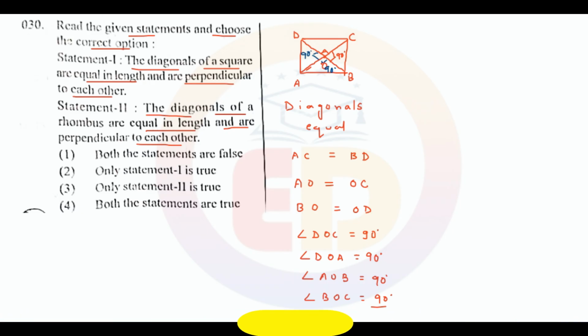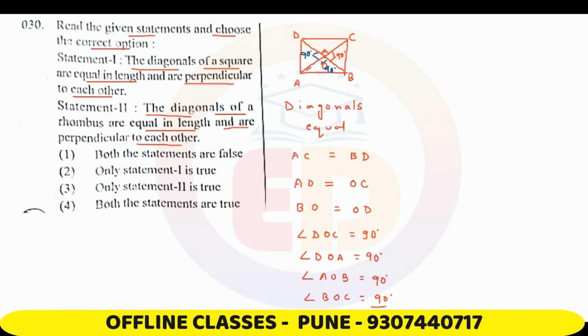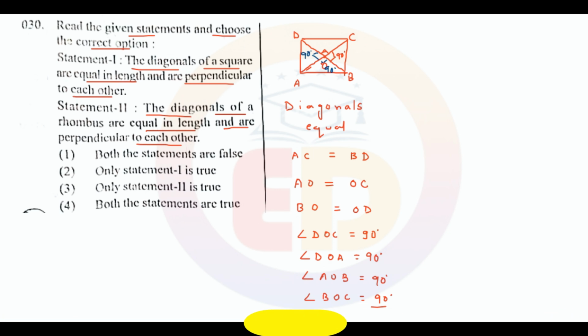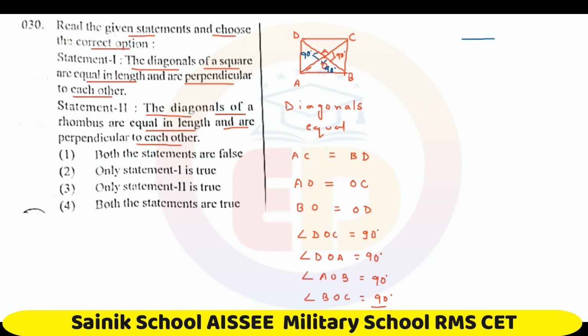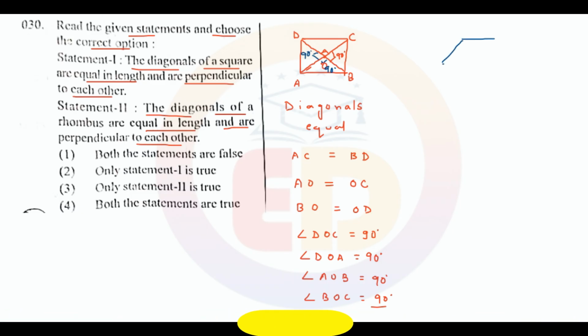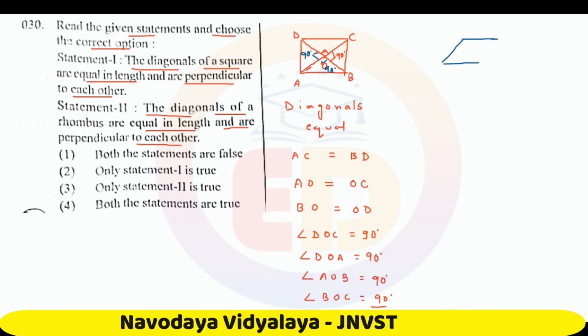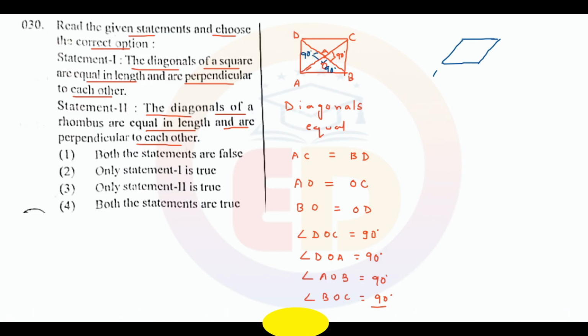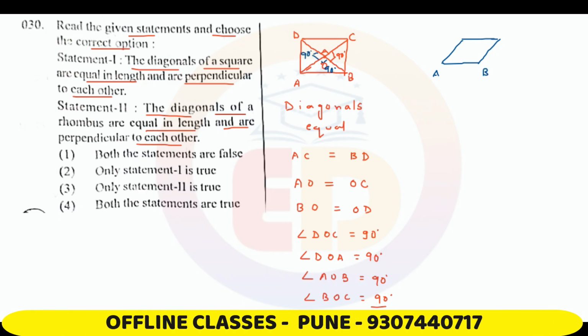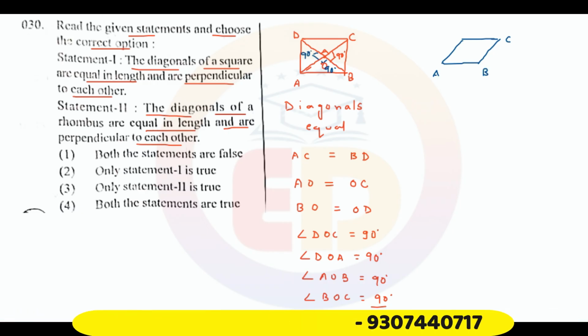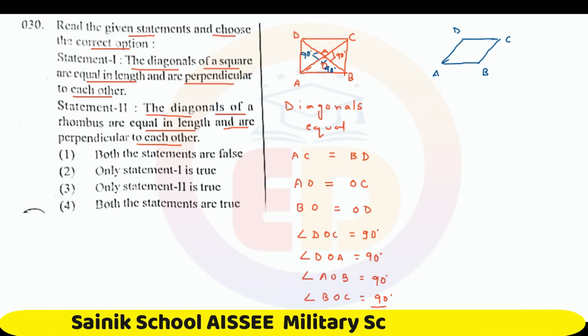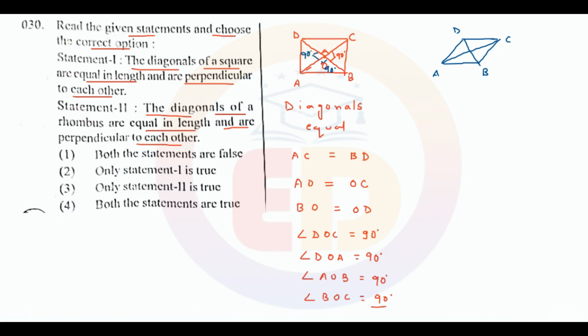Similar is the case with a rhombus, with a slight change. Now a rhombus is a shape which is exactly like a square. It follows all the properties of a square except that it is slightly tilted. Now since it is slightly tilted, the diagonal AC and the diagonal BD, you can look yourself, they are not equal.